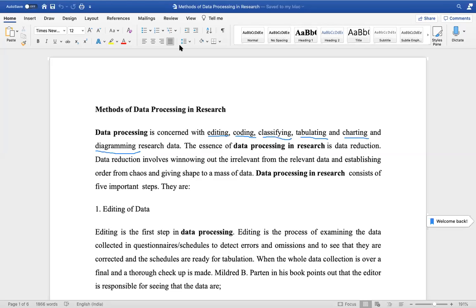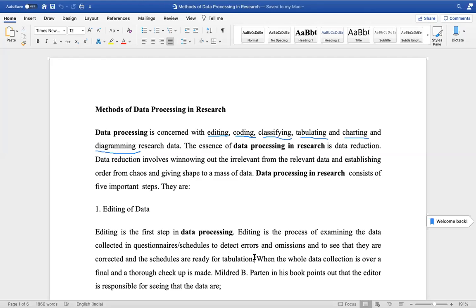I will check if all the questions are answered, if all the questionnaires or schedules are duly filled, if there are any omissions or any errors in filling up. So I'm going to either correct them or eliminate that particular question if everybody has not responded to it. Are you following? So this is called data editing.